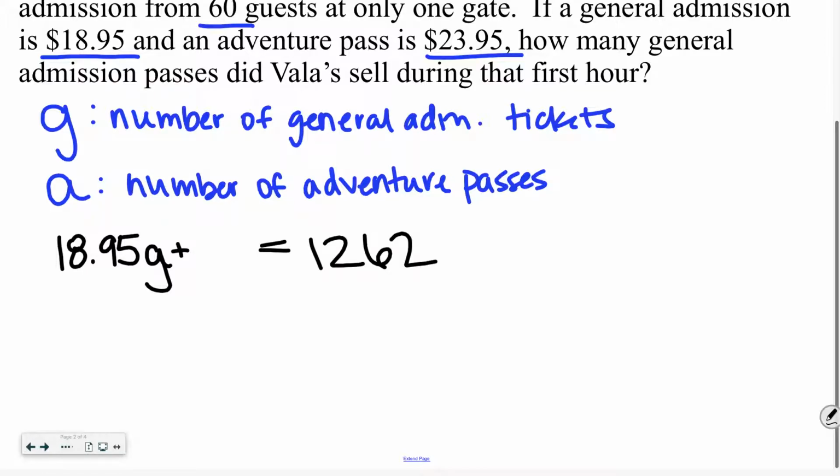plus, I didn't give myself enough room, $23.95 times the number of adventure passes. Notice how the left side of my equation involves money and it equals money. Okay, 60 has nothing to do with money. That number 60, what is it representing? How many people? Okay, so we need to write an equation that involves how many people.